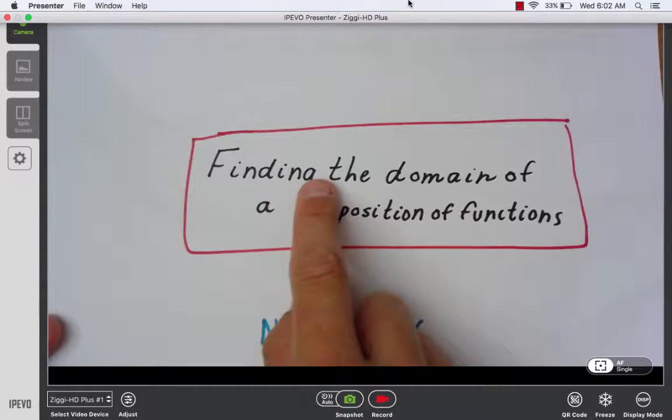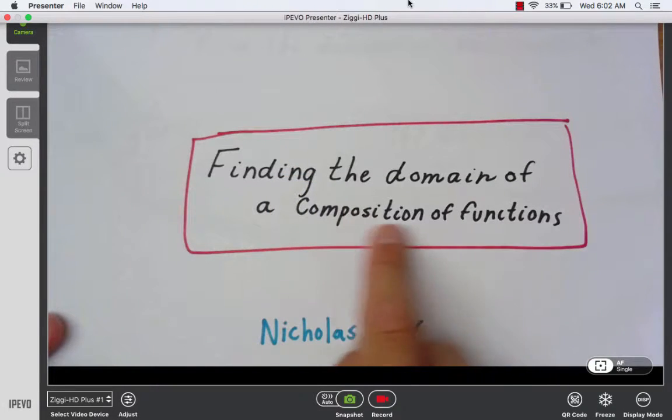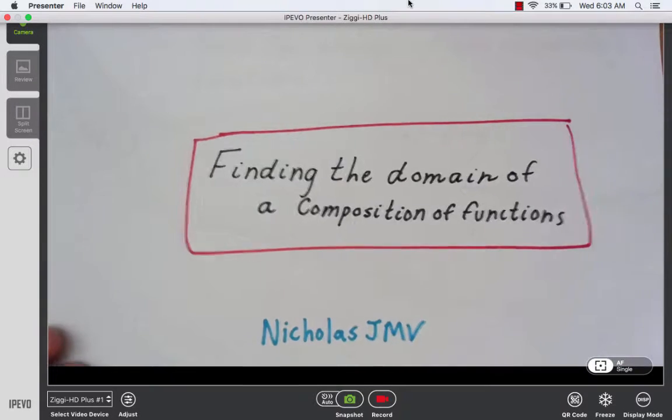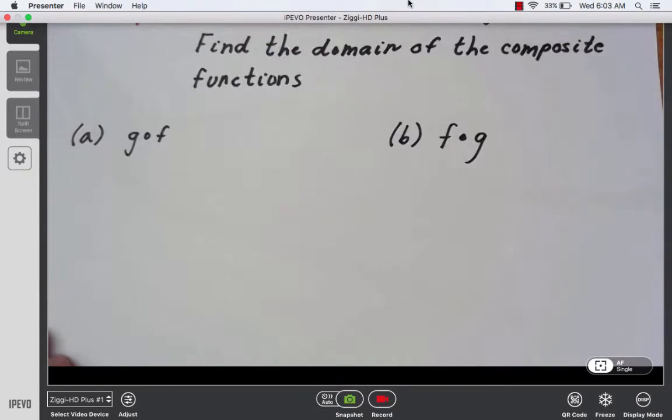Hey everyone, we're going to be finding the domain of a composition of functions today. This is Nicholas JMV. We've got one example, and we're going to do two parts to that example.